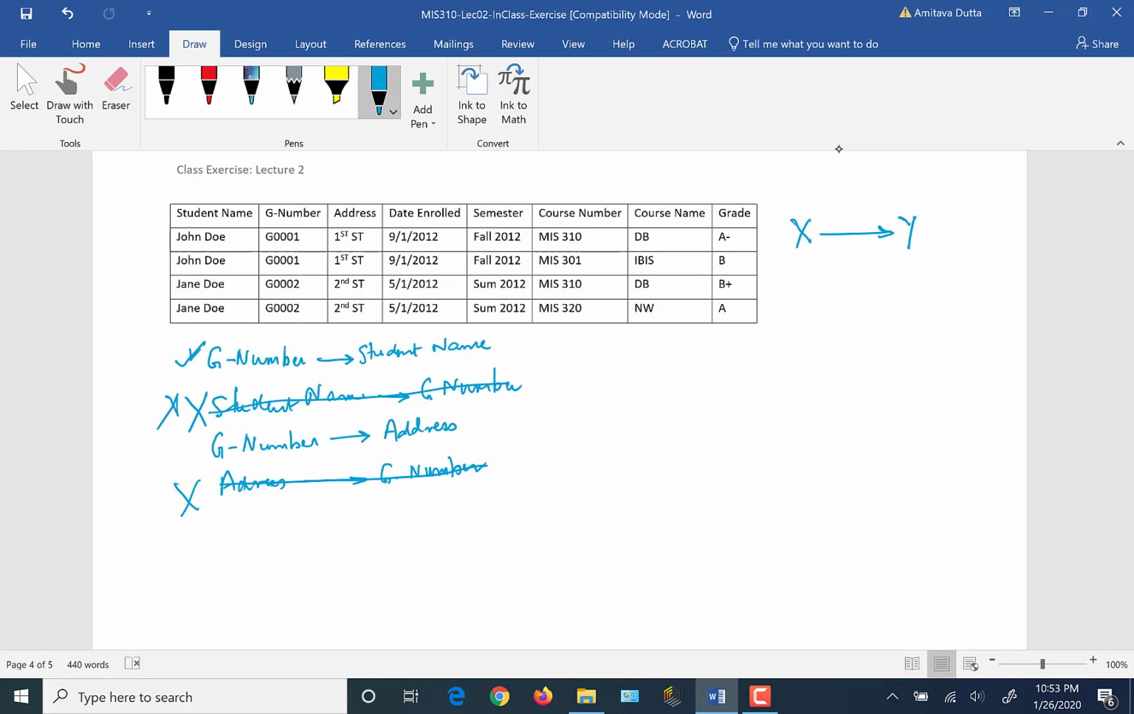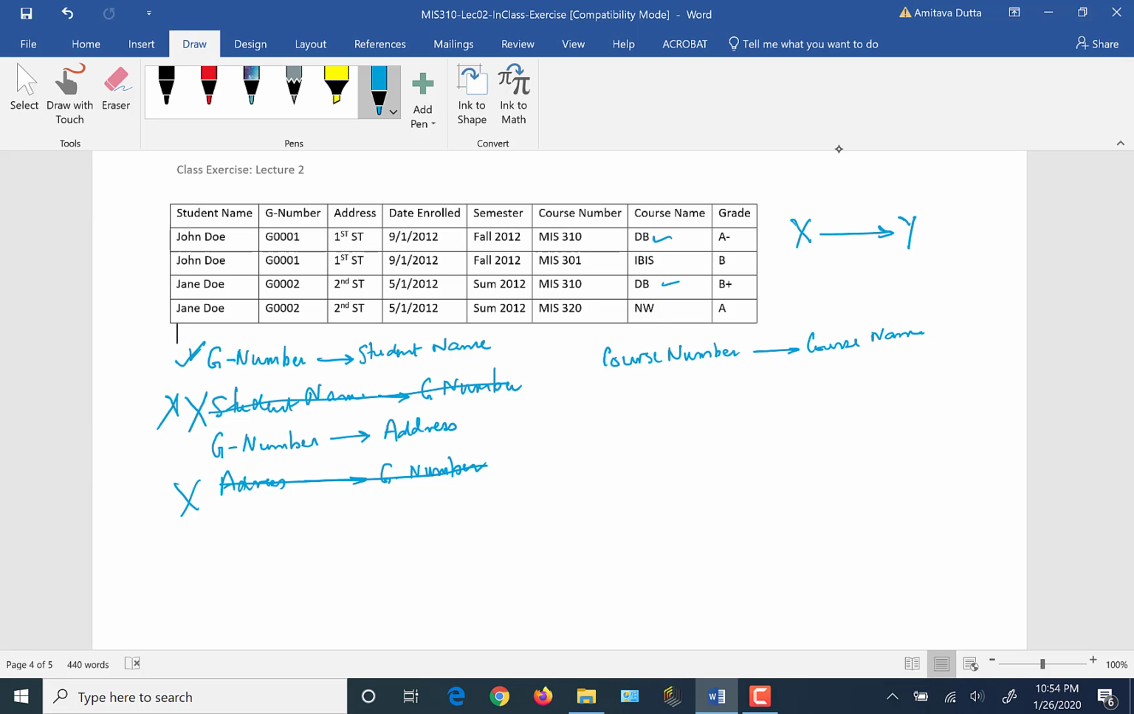Okay, so moving along, another functional dependency that exists is course number functionally determines course name. Okay, so if I told you MIS 310, you would immediately tell me DB is the name of the course.